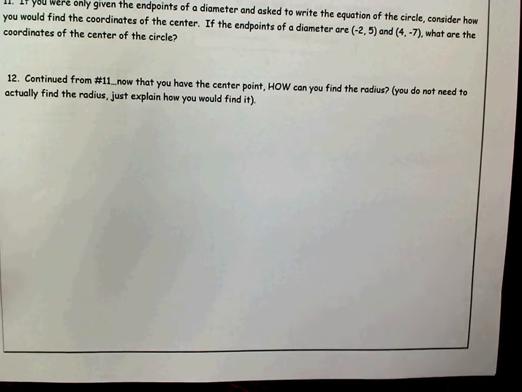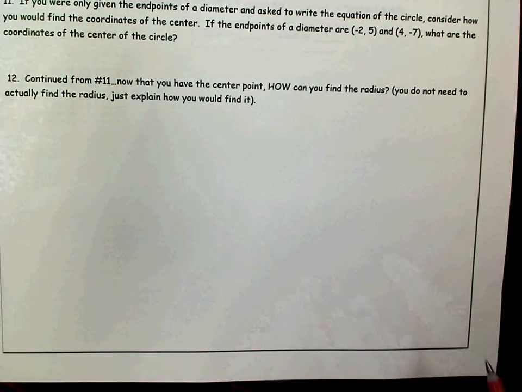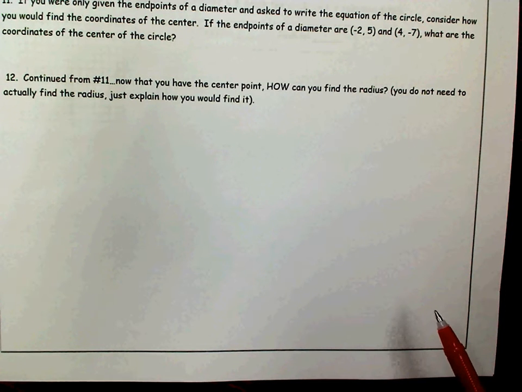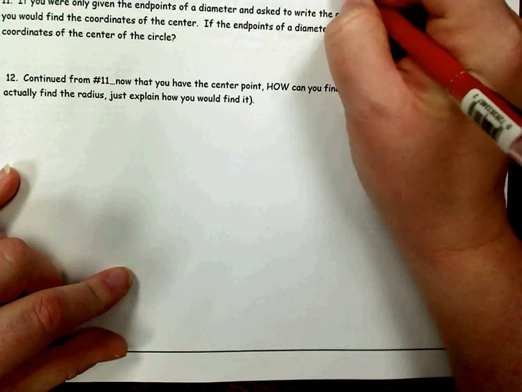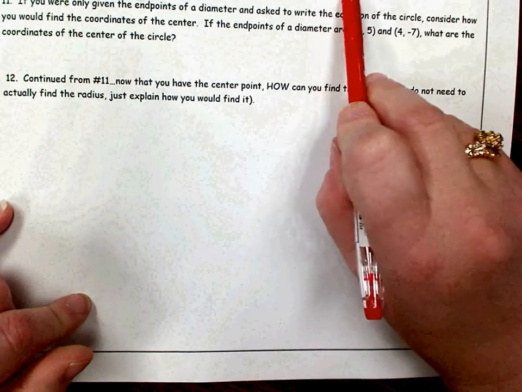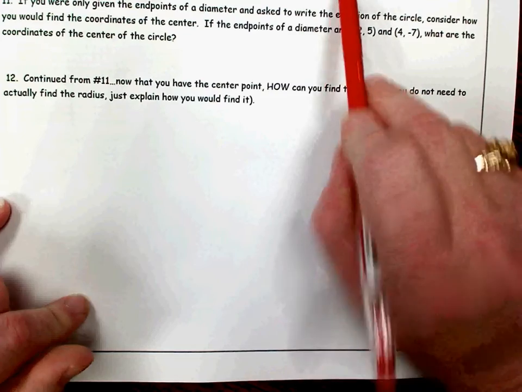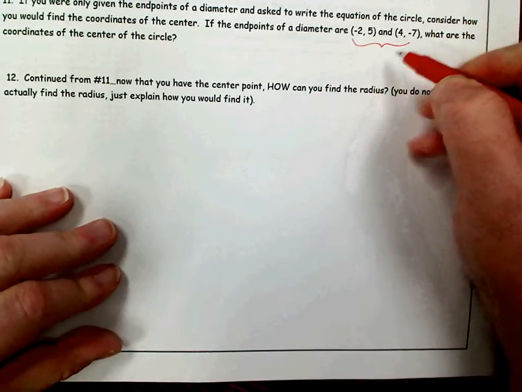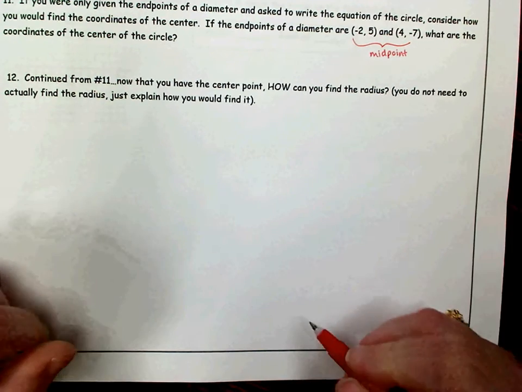Alright, so what if you were only given the endpoints of the diameter and you were asked to write the equation of the circle? So we would have to know the center and we would have to know the radius. Neither one of those things are given to us. But we know that a diameter goes through the center of the circle, and its halfway point is the center, because this is a radius and that's a radius, and they have to be congruent to each other. So all we have to do is find the midpoint of these endpoints of the diameter, and that'll give me my center point.